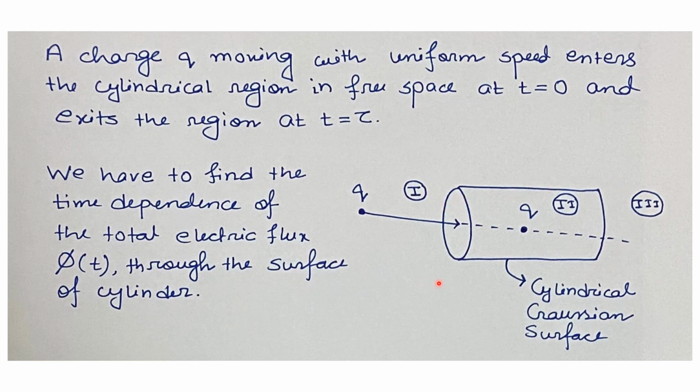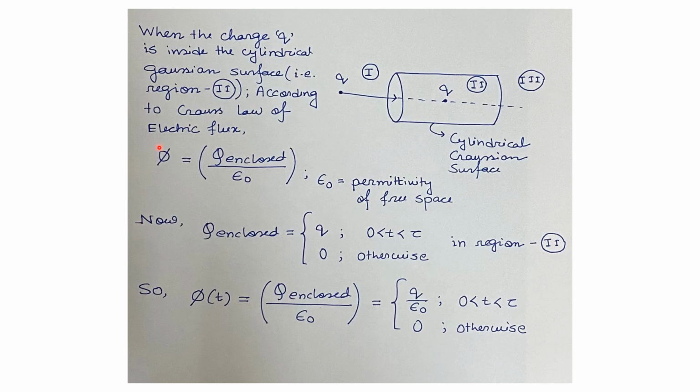Now we'll consider the Gaussian surface for this problem same as the cylindrical surface. When the charge q is inside the cylindrical Gaussian surface, that is in the region 2, according to the Gauss law of electric flux, the electric flux is equal to the charge enclosed by this cylindrical Gaussian surface divided by epsilon naught, where epsilon naught is the permittivity of free space.